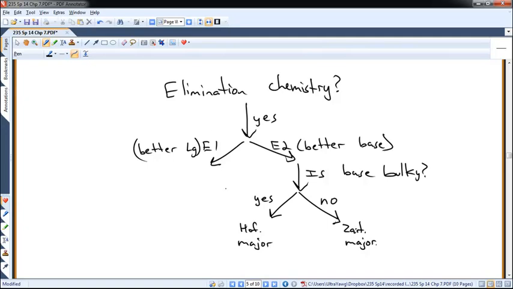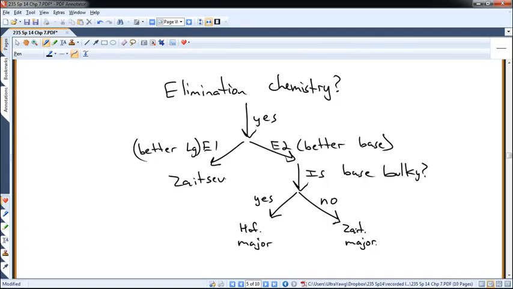And if it's E1 chemistry, then we'll get the Zaitsev product, although it doesn't necessarily matter. There's not a direct correlation, I don't think. You just get the most stable product because the basicity doesn't have an impact anymore, because the rate determining step is determined by the leaving group leaving rather than the base doing his thing. Okay, so hopefully this little decision tree helps you out.